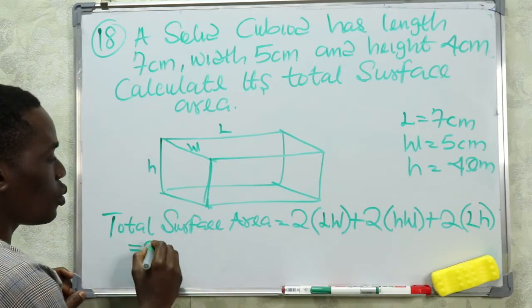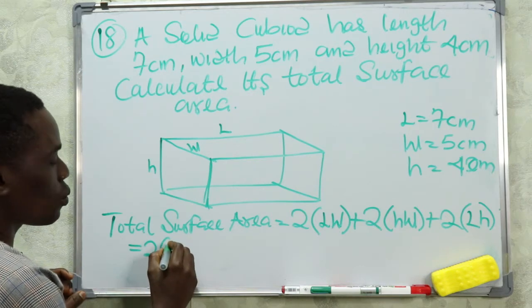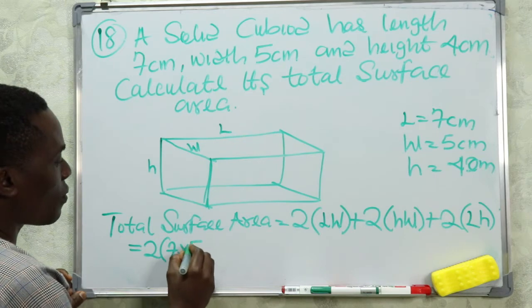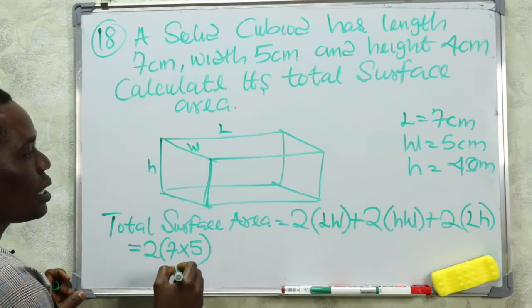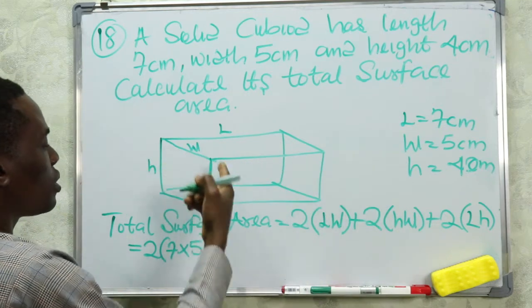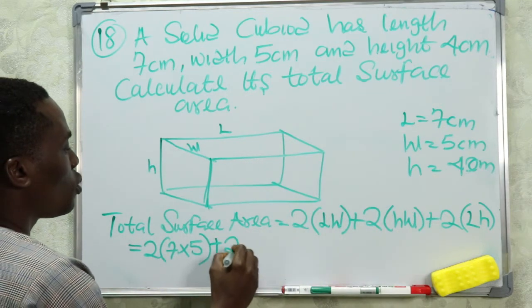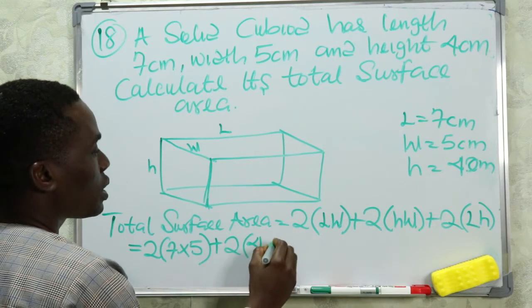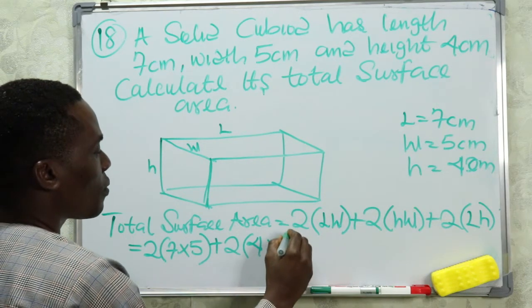That will now give us 2 into bracket. The length is 7 times the width, which is 5, and here we have the height times the width, plus 2 into bracket. The height is 4 times the width, which is 5.